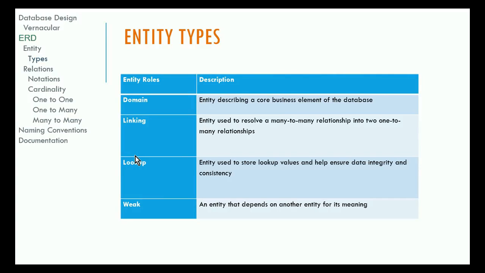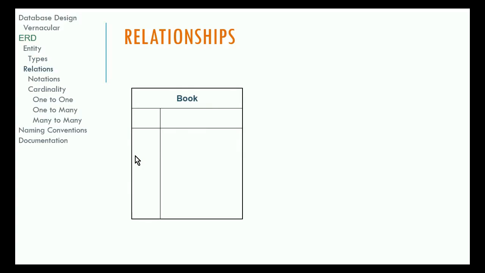So you might have a lookup to make sure you're putting in valid values for that. It could be maybe male, female, or other, or something like that. And then you have weak entities, which depend on another entity for their meaning. For example, a phone number doesn't really mean anything unless it's attached to some other object like a person, a customer, or an employee, and so forth. So that might be an example of a weak entity. Let's not worry too much about those types for right now.